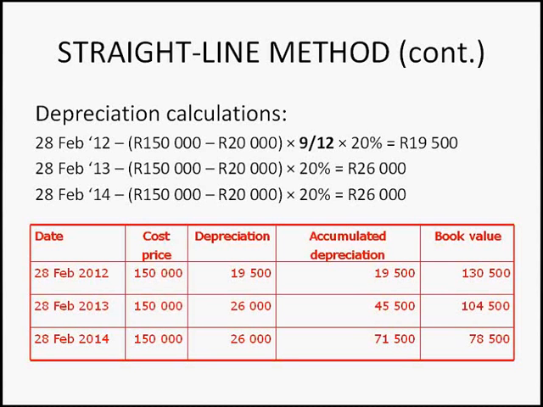So if I add 19,500 to 26,000, then I get a total of 45,500. To find the book value now, again, I have to take the cost price and deduct the accumulated depreciation from there. So for the second year, it's 150,000 minus the 45,500 rand accumulated depreciation, and that gives me a book value of 104,500.